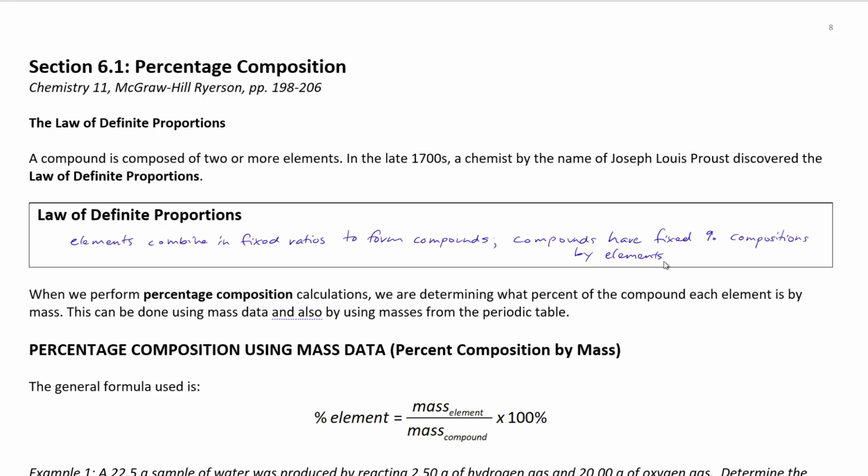So, for example, water is formed by the combination of two hydrogens and one oxygen. Doesn't matter how that water was formed. Water will always have a fixed ratio of two hydrogens to one oxygen. And as a result, the composition or the percentage composition of water is always fixed.